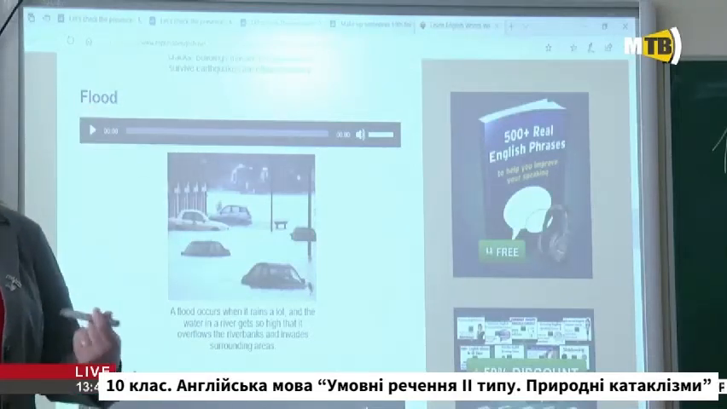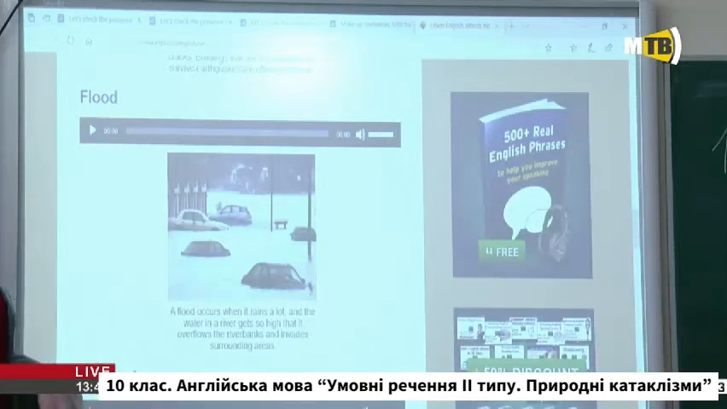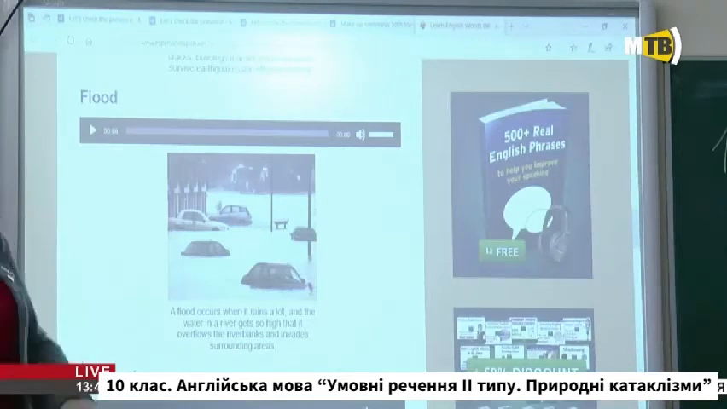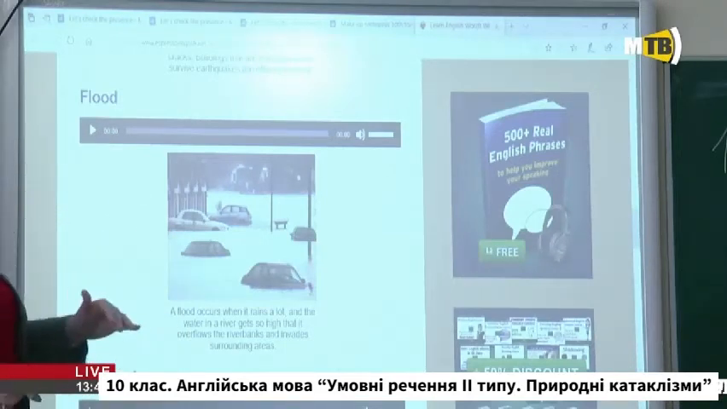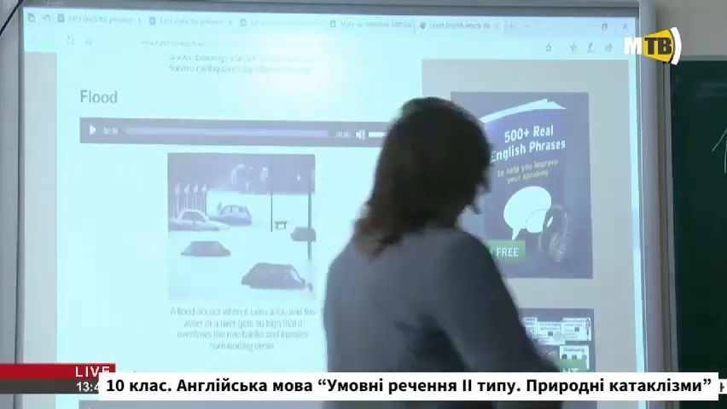So the flood is an interesting word because it's like blood, where you can see double O, but you pronounce it like ah. So flood is when it rains a lot and the water in the river gets so high that it overflows the riverbanks and invades surrounding areas. So that is what flood is all about.